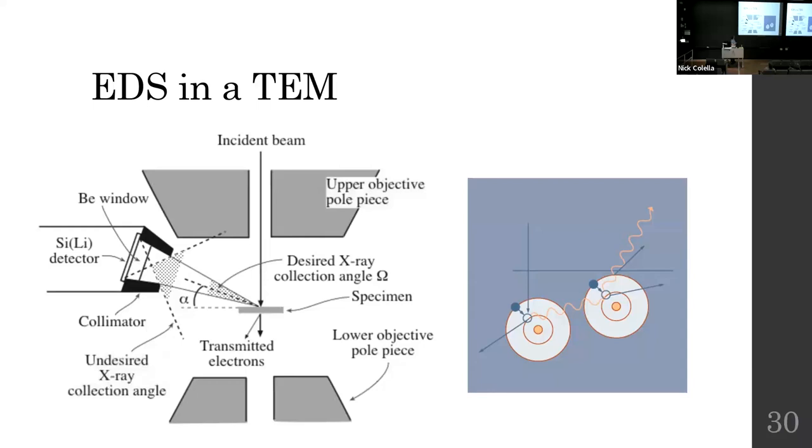So just as a recap, for EDS, an incoming electron knocks out a core shell electron, and then that's unstable. So then an outer electron falls down, and when it does that, it needs to give off energy, so it does that in the form of an X-ray.